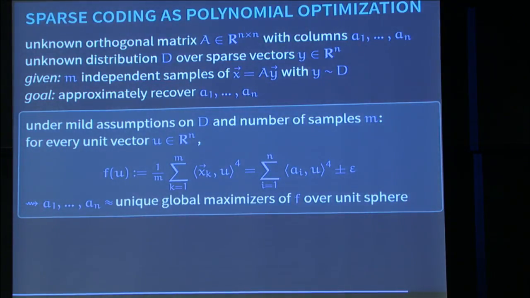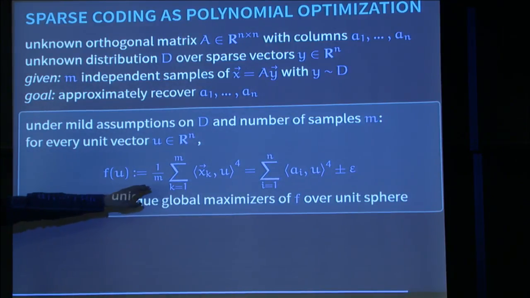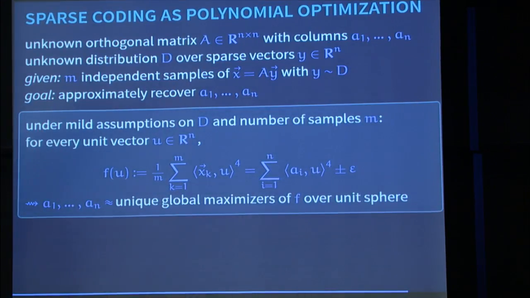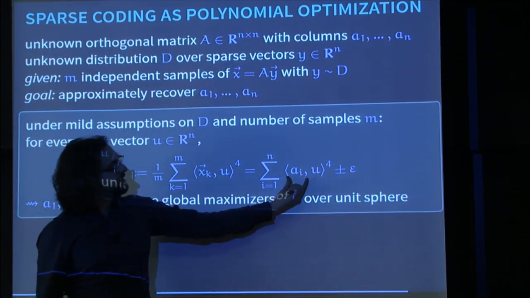Now it turns out that under relatively mild assumptions on this distribution D, and also on the number of samples, so we need a certain number of samples for us to hope that we can recover the vectors, there's a simple degree 4 polynomial that you can define in terms of the images that you got. It will just be this guy. This is related to the fourth moment of the distribution of images that you see. This degree 4 polynomial has the property that over the sphere, it is within epsilon of this polynomial. A nice thing about this polynomial is that here you really see the AIs.